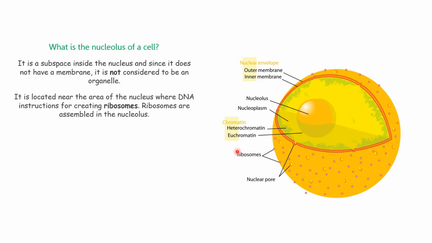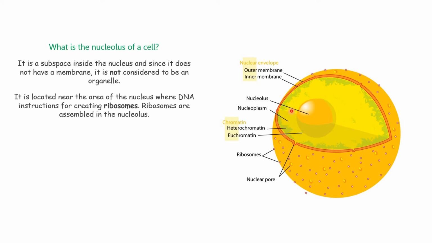It is located near the area of the nucleus where the DNA instructions for creating ribosomes are. So ribosomes are assembled in the nucleolus. Again, this is the nucleolus in this example, and say there are several DNA molecules found in this space. Those DNA molecules found in this space contain the blueprint for the production of ribosomes. Then that space is called the nucleolus. Okay, let me repeat that.